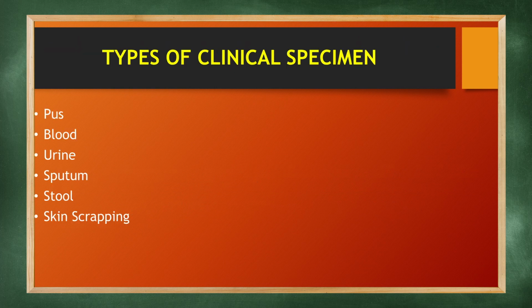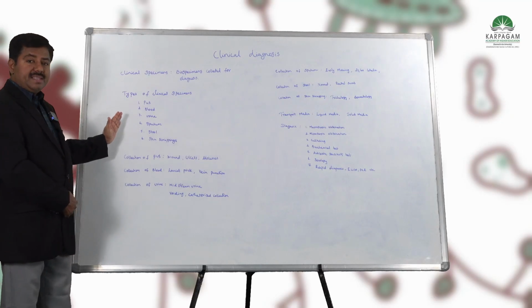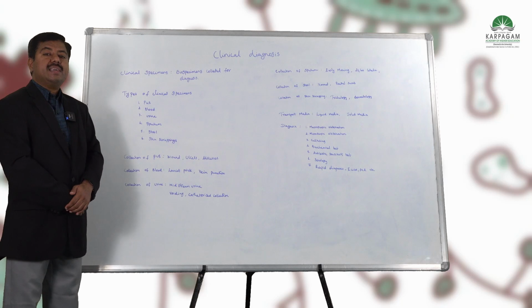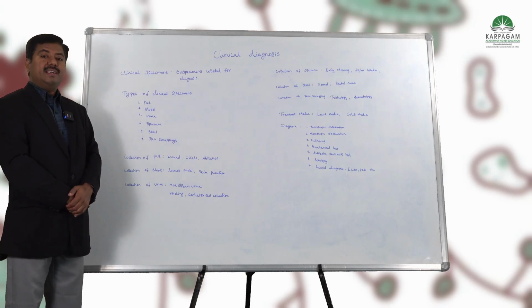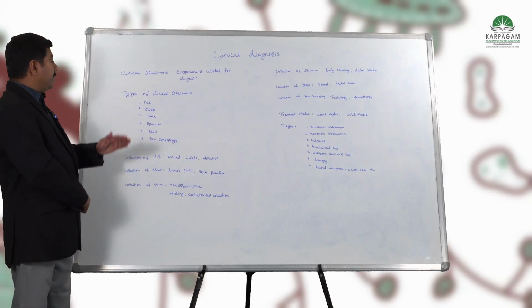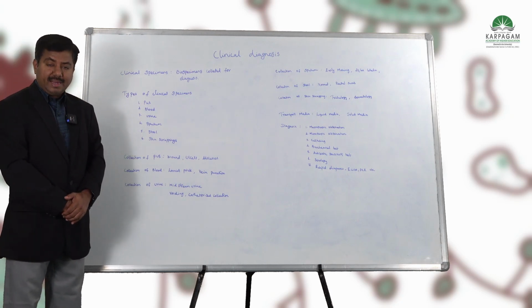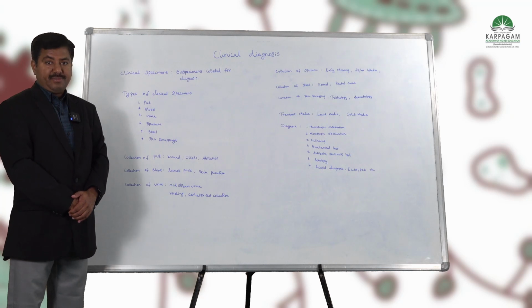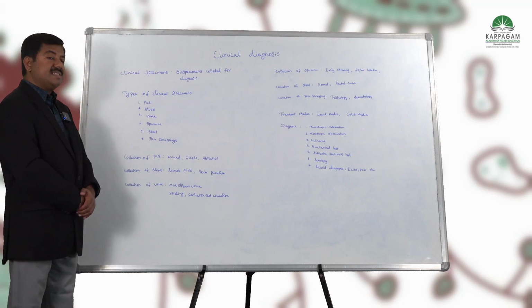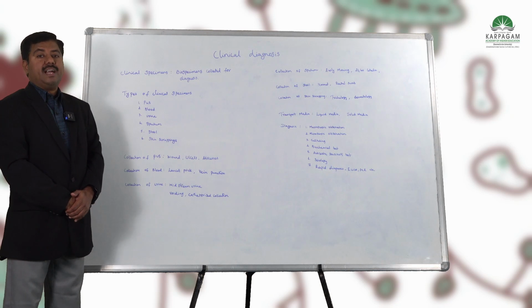The types of clinical specimen which we are going to look in today's lecture series are: first one, pus, blood, urine, sputum, stool, skin scrapings. These are the basic clinical specimen that has been collected from a patient for diagnosis. So, it is also important that these specimens should be collected appropriately, exactly at the time of infection, and it has to be processed and tested immediately with utmost care.